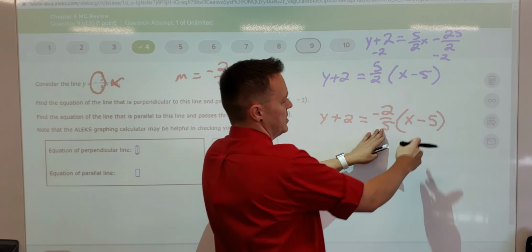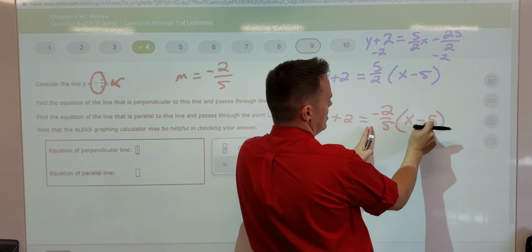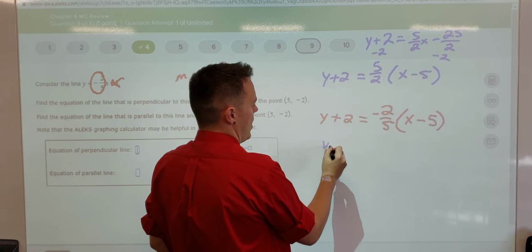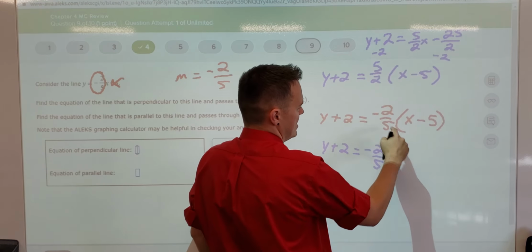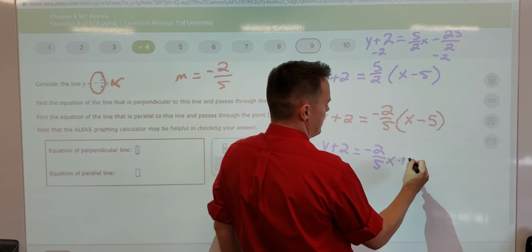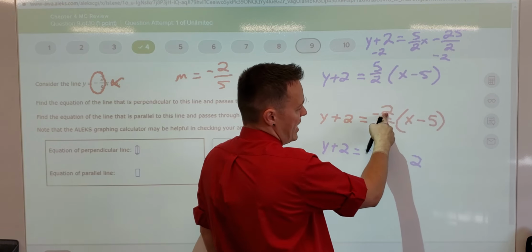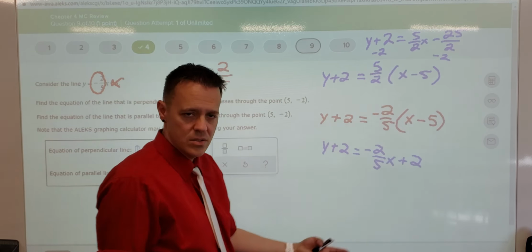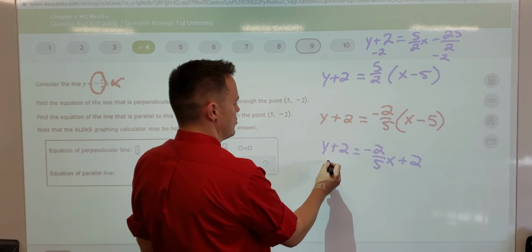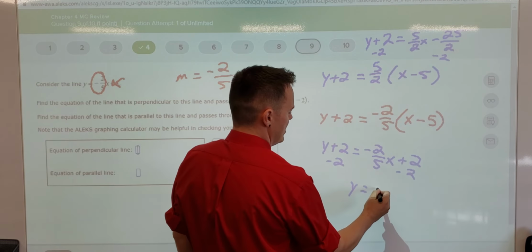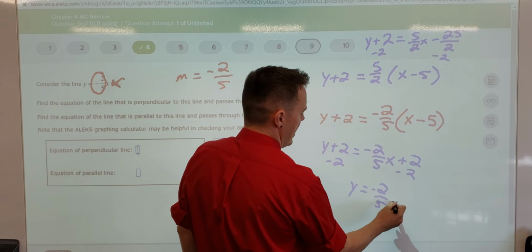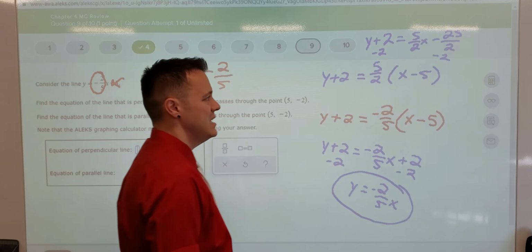Same with this one. This one here, you actually eliminate the 5s. So you would end up with y plus 2 equals negative 2 over 5x, and then negative and negative is positive, but it'd be plus 2, because 2 times 5 is 10. 10 divided by 5 is 2. All right, and then you would subtract 2 from both sides, and look what you get: y equals negative 2 over 5x. Is that legitimate? Yes, it is.